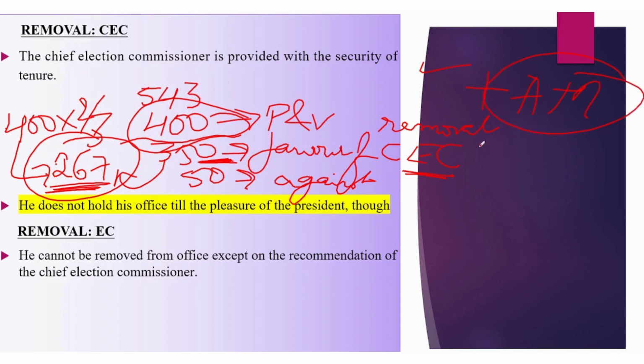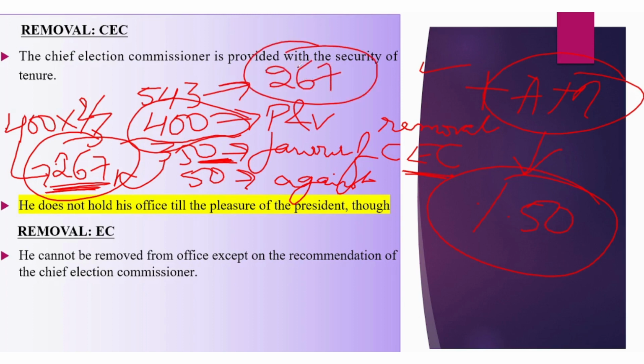What is an absolute majority? More than 50% of the total strength of the house. Okay, what is the strength of the house? 543. More than 50% is 267. Okay, then that chief election commissioner can be removed. Okay. And also, he does not hold his office during the pleasure of the president.